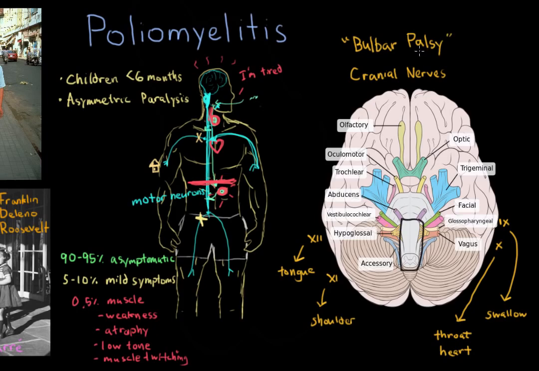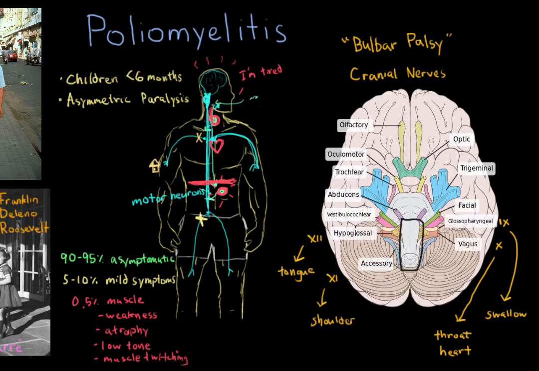So when these cranial nerves are affected, a patient might have difficulty talking, difficulty swallowing, and have heart problems as well, difficulty actually maintaining their heart's function. This cranial nerve paralysis is known as bulbar palsy. And bulb just refers to the brain stem. It's the bulb of your brain. And palsy means paralysis. So there you go. Nerves from the brainstem are paralyzed.